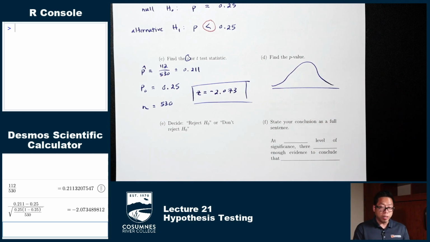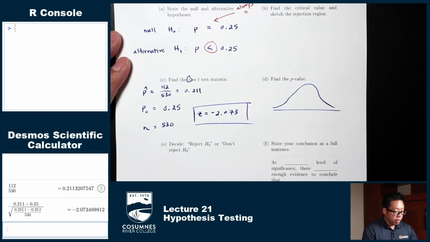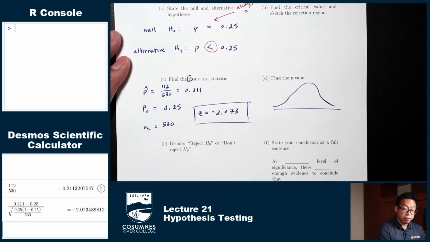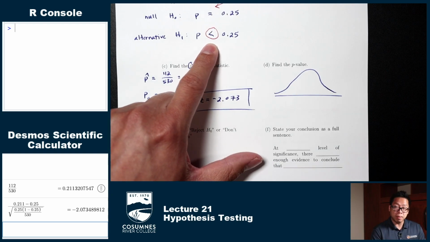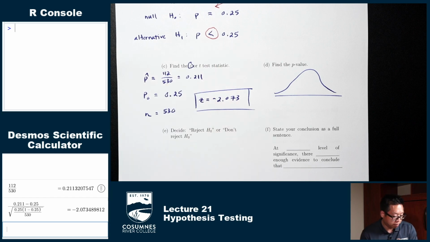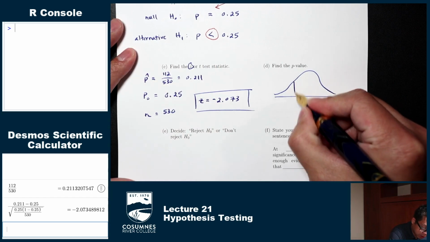And these pictures will either be shaded to the left, shaded to the right, or two tails. If it's less than, it will be shaded to the left. If it's greater than, it's going to be shaded to the right. If it's not equals, it will be two tails. Okay, this is a less than, this will be shaded to the left. So we're going to shade on the left side.